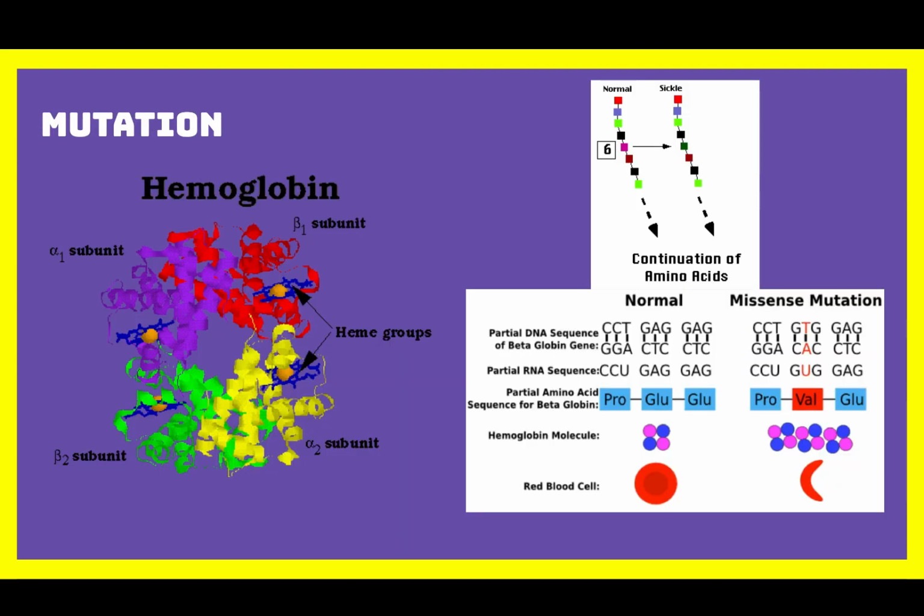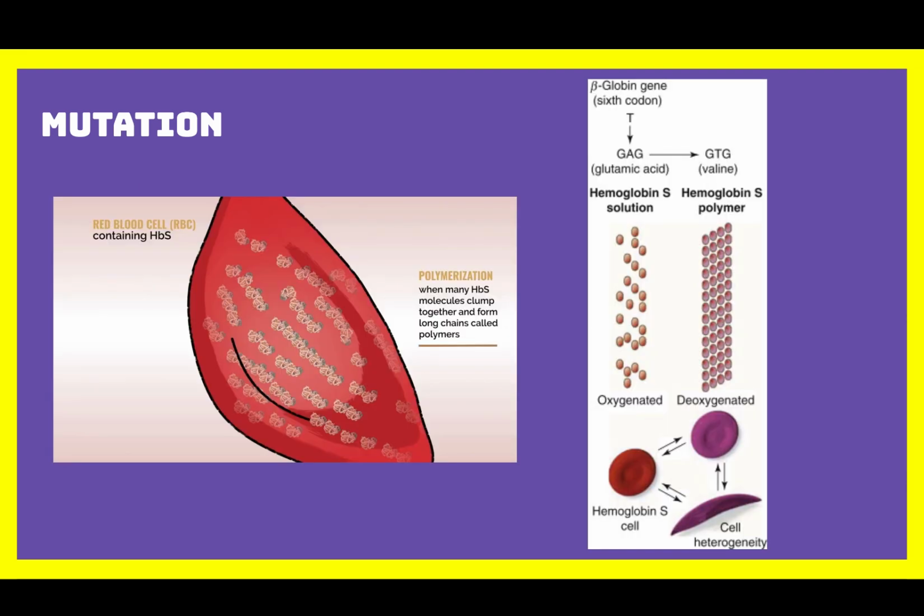The mutation responsible for sickle cell disease involves a single amino acid substitution in the beta globin subunit of hemoglobin. Normally, the 6th amino acid is glutamic acid, but in sickle hemoglobin, it is replaced by valine. This small change dramatically alters hemoglobin's properties. Under low oxygen conditions, hemoglobin S molecules stick together, forming rigid polymers that distort red blood cells into the characteristic sickle shape. These polymerized cells are stiff and fragile, making them prone to rupture and causing blockage in microcirculation.